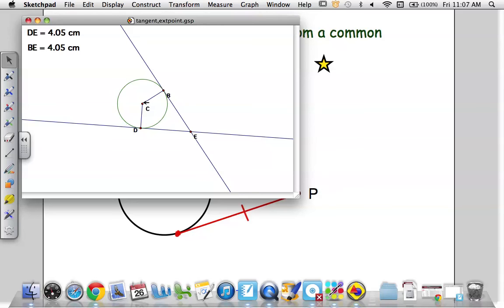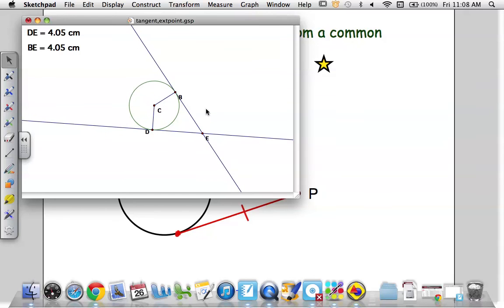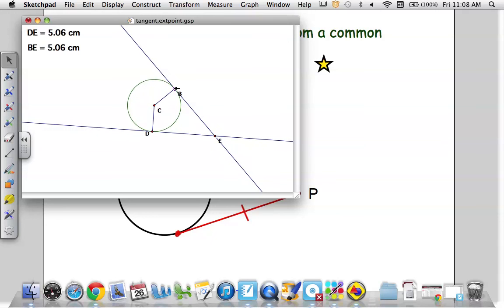I have a circle, centers at C. D and B are both points of tangency, because EB is a tangent and ED is a tangent. If you notice, I did the length of D and B, both 4.05. I can change the size of this circle, and you watch these numbers, they'll always be the same.